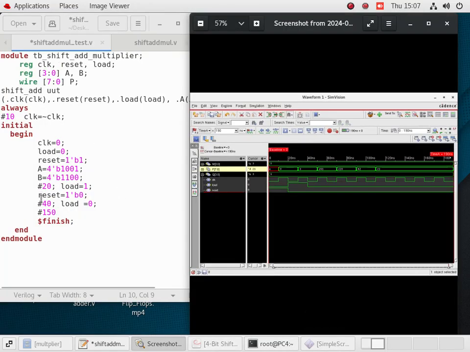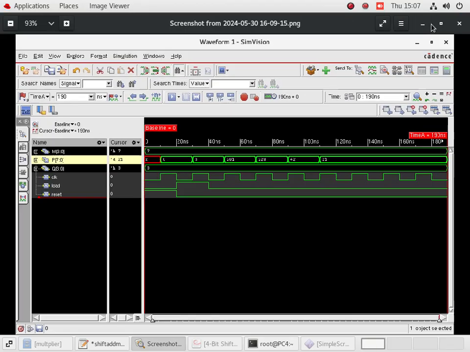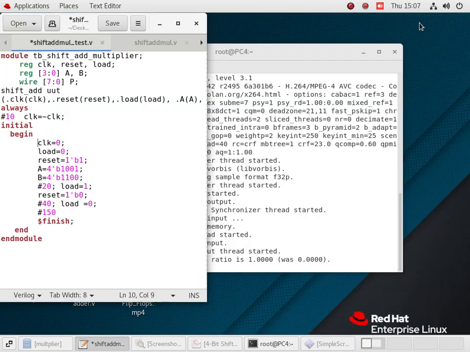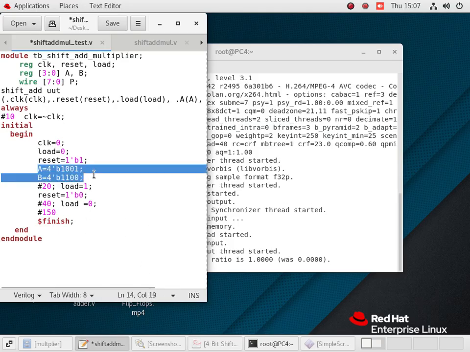Then at 40 nanoseconds, the load becomes 0, and reset is made 0. After this, the multiplication happens, and we can see the result. We will see the result for the program that we have done, for this input that we have taken.